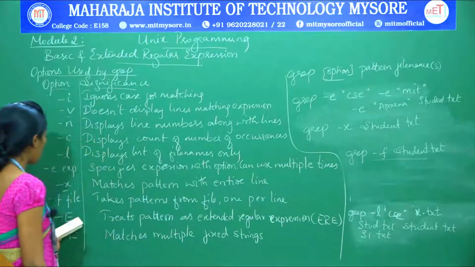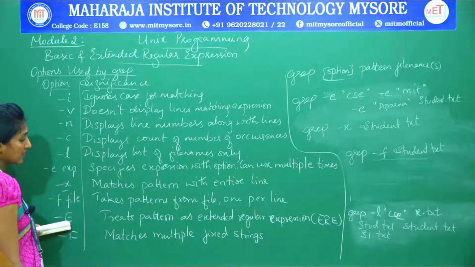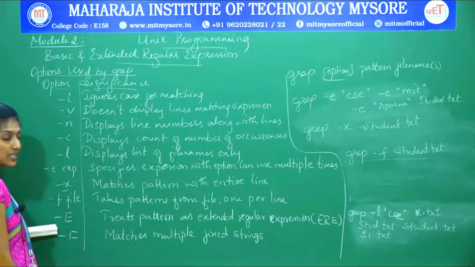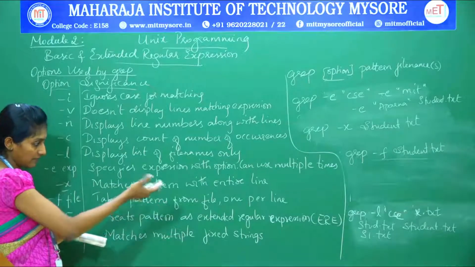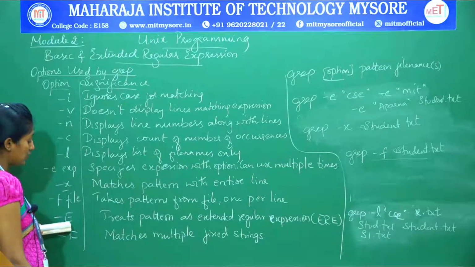Okay. Next is what? -E. So what does this -E represent here? This is an extended regular expression. The -E option is an extended regular expression, which I will be discussing in the next topic itself. So this option is also being used here.